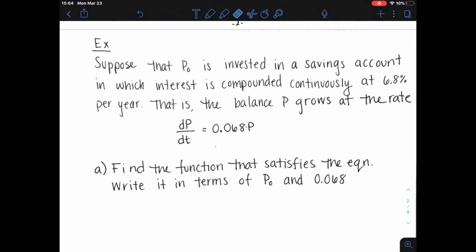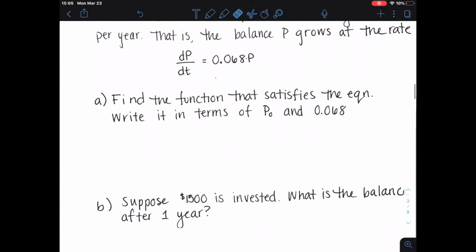Suppose P0 is the amount you're going to invest in an initial savings account, and it's going to have interest compounded continuously at 6.8% per year. So basically the balance grows at this rate. So the rate is the derivative, dB dt. You get an additional 6.8% each year. So its rate is 6.8% of the previous year. So what we want to do is find a function that satisfies this differential equation. And we want to write it in terms of the initial amount we invest, P0, and this rate.